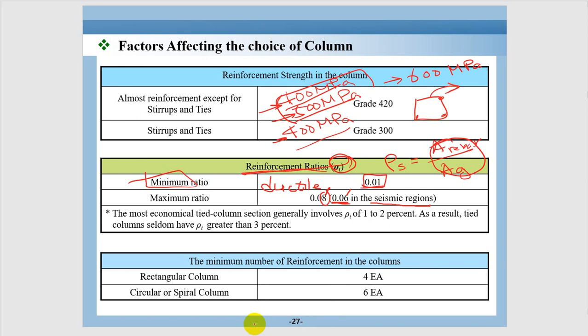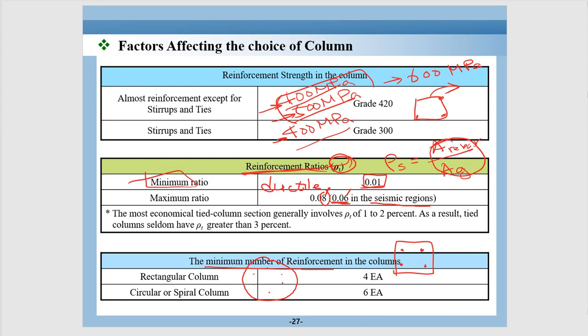And we also have a minimum number of reinforcement bars in the columns. For rectangular columns, we need at least 4 rebars. When you have circular or spiral columns, you need 6. 1, 2, 3, 4, 5, 6. So this is the minimum number of reinforcement bars in columns.